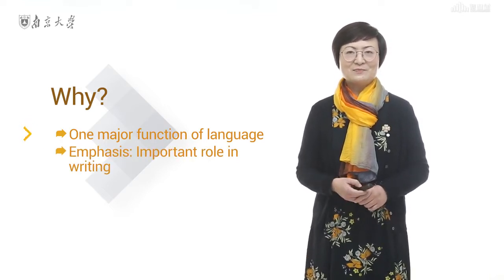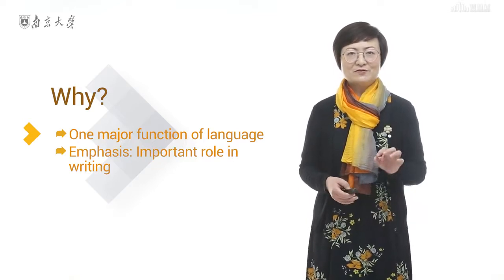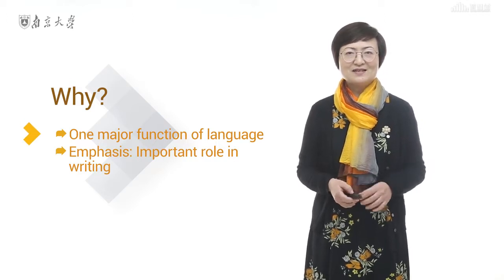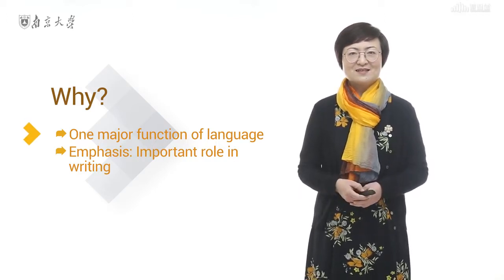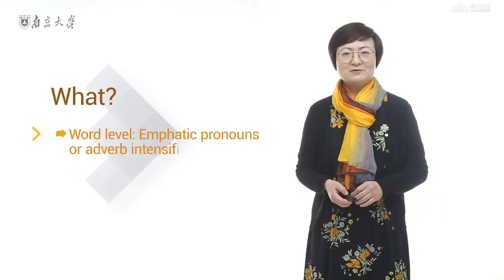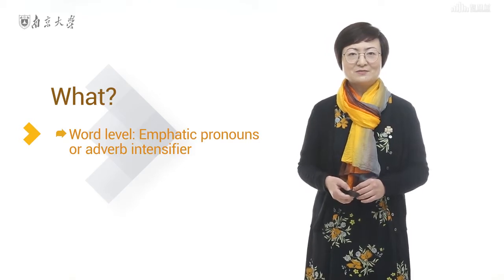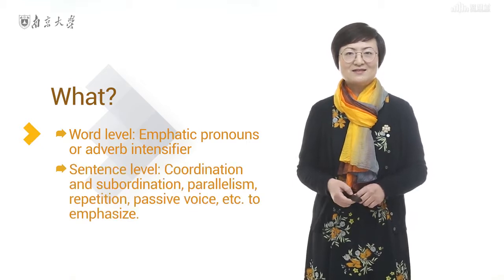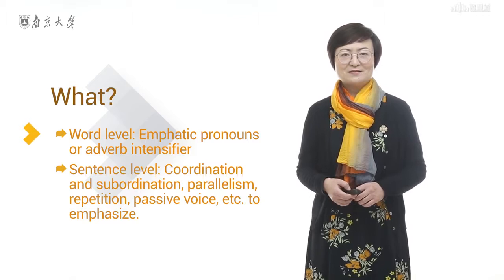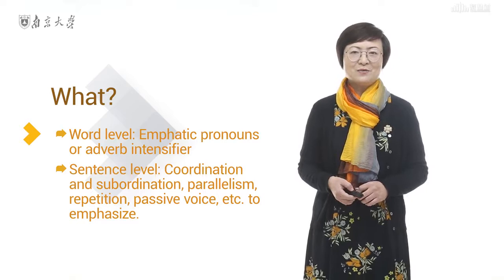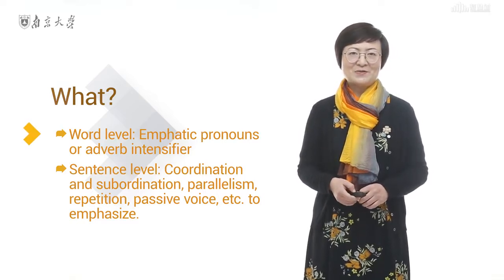Emphasis in writing is important not only to create variety and maintain interest, but also to help readers easily glean the main points from the text. There are many ways to emphasize the important points. At word level, we might use emphatic pronouns or adverb intensifiers to call the reader's attention. At sentence level, we might use coordination and subordination, parallelism, repetition, passive voice, etc. to emphasize. Now we will have a look at these means one by one.